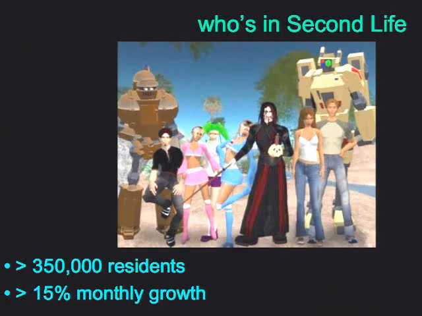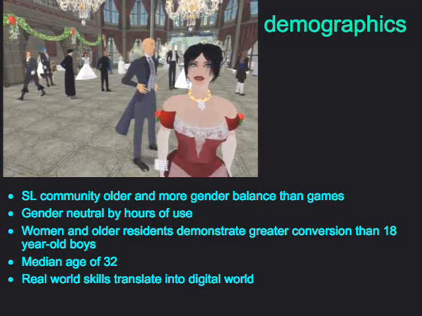So who are these people? They're about 350,000, with 15% monthly growth. And of course, what you're thinking right now is, hooray, we've found the 350,000 geekiest people in the entire world, and these are the people who are doing all this. And we're about 37% international at this point, just to give that. Except that's not really the case.